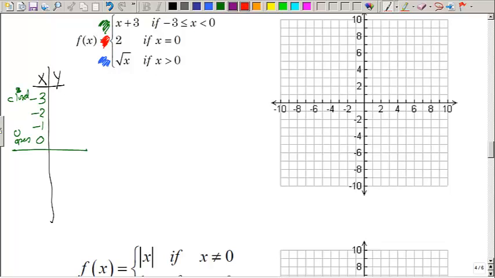For the red function, the only domain is at 0, and that is closed because you're allowed to be equal to 0. And thirdly, x is greater than 0, so I'm picking all the values greater than 0, not including 0.